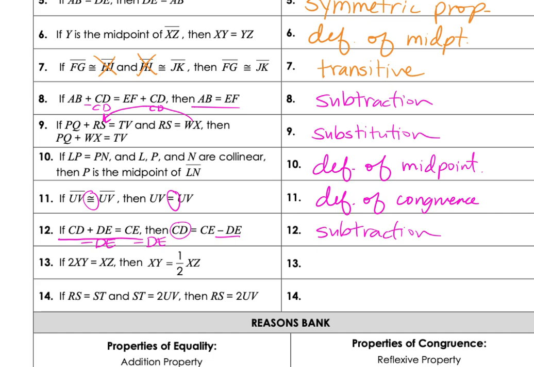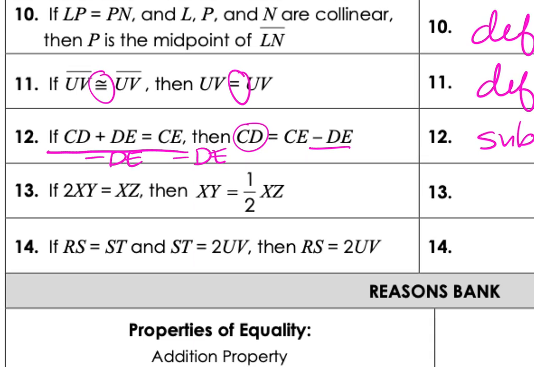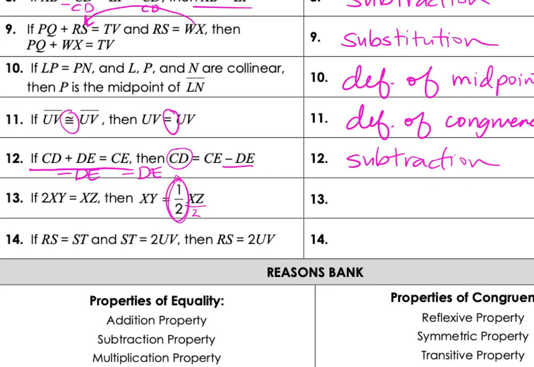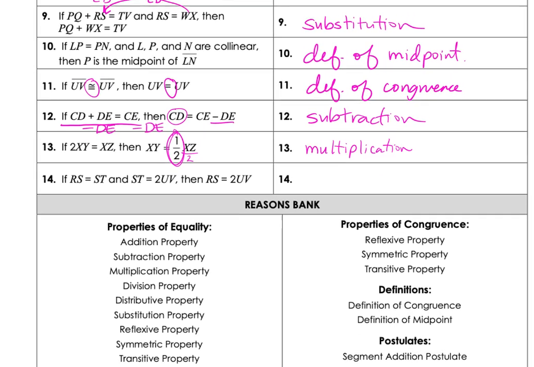Okay. How about 13? What'd you do? Multiplication. It's tricky because some people are tempted to say division here, but you didn't divide by 2. You multiplied by a half. So I get where you say division, but because they wrote it as a 1/2 out in front, that's multiplication. So just be careful with that. I would probably give you partial credit if you told me division, but it is ever so slightly different.